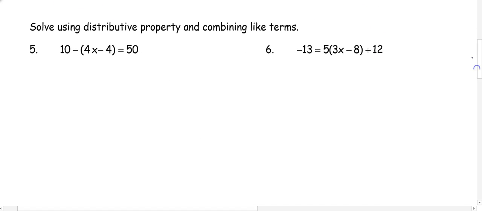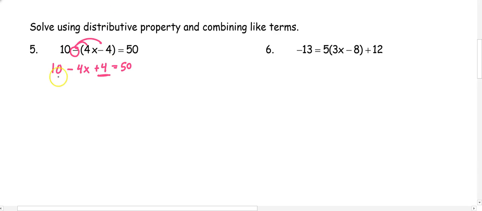Now in the last two problems, we're going to combine both operations together. So first we're going to distribute. Remember, you are distributing what is touching the parentheses. So the negative is touching the parentheses, so we're going to distribute that. So 10 stays as 10. And then we switch the signs. Minus 4x plus 4 equals 50.